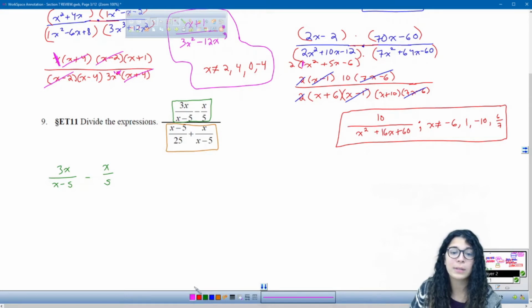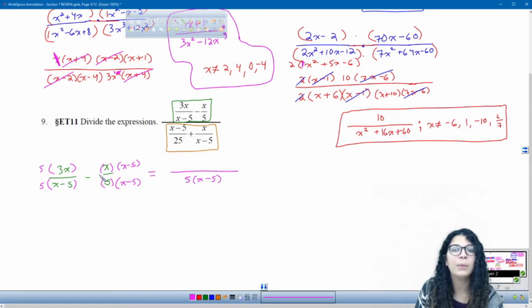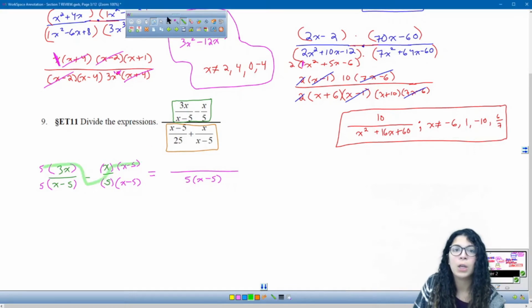So remember, in order to subtract fractions, you do need a common denominator. So I'm going to multiply the factor of 5 that's missing on the first fraction and multiply the factor of x minus 5 that's missing on the second fraction. Once you get the denominators to be the same, they stay the same for your result. And then we can go ahead and combine the numerator. Do not forget that we need to distribute.